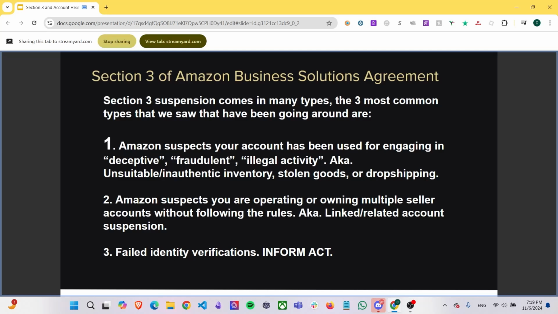So talking about Section 3, it's not only about taking precautions if you're doing something not according to terms of service, but in order to keep yourself out of trouble.